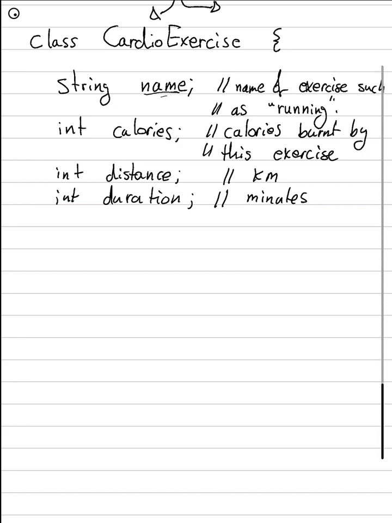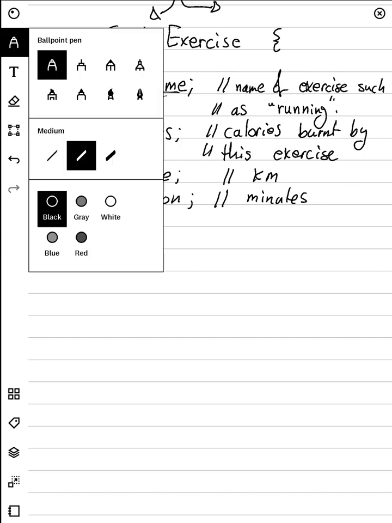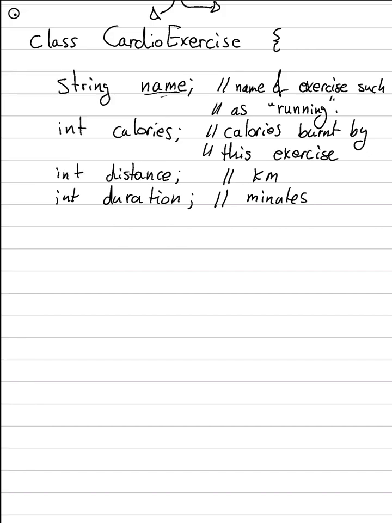What else should I add in my class? Now we need to add the constructor. Yes, perfect. Need to add the constructor. I'm going to try and add it in with blue, maybe, so that you can see it's a different thing. So it's cardio exercise, and then we need to have the things that it takes in, right?